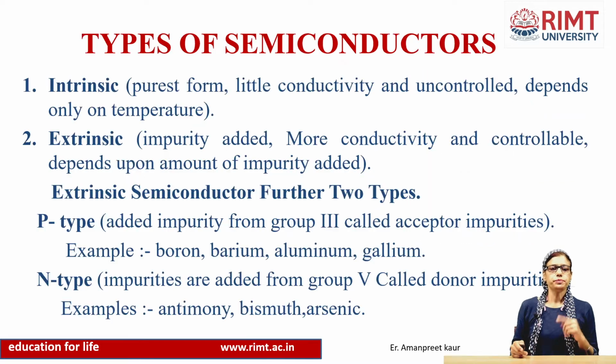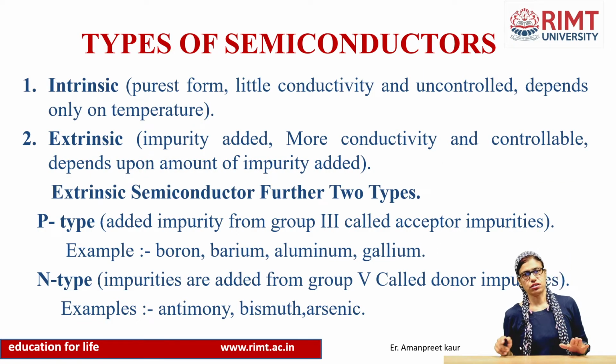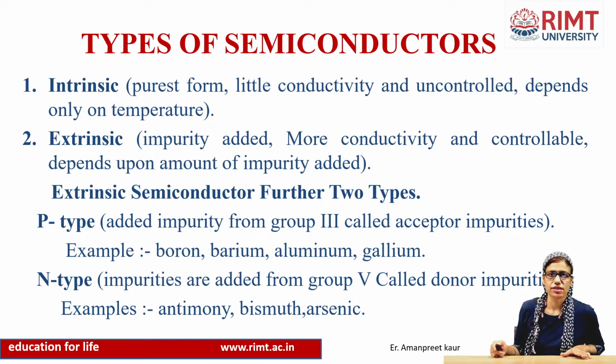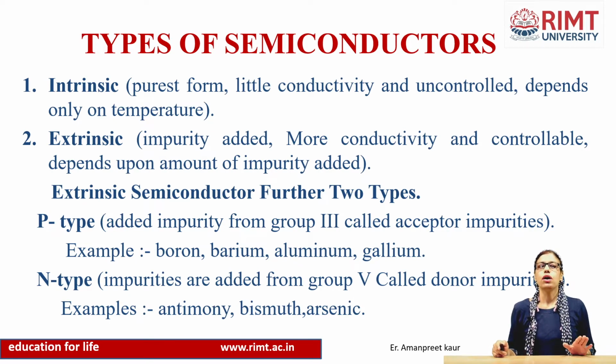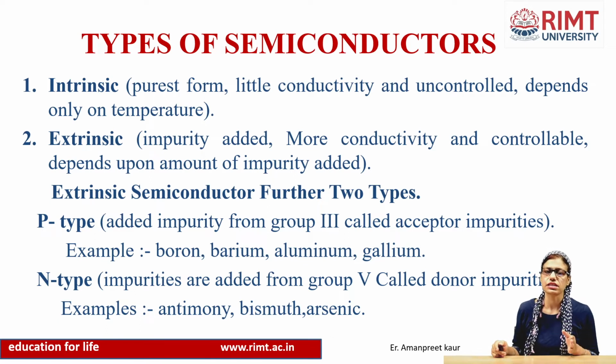Okay. So next is semiconductor. We already discussed what semiconductors are, their examples, and all those things. First, there are two types: intrinsic and extrinsic semiconductor, and extrinsic semiconductor is further divided into two types, that is p type and n type.